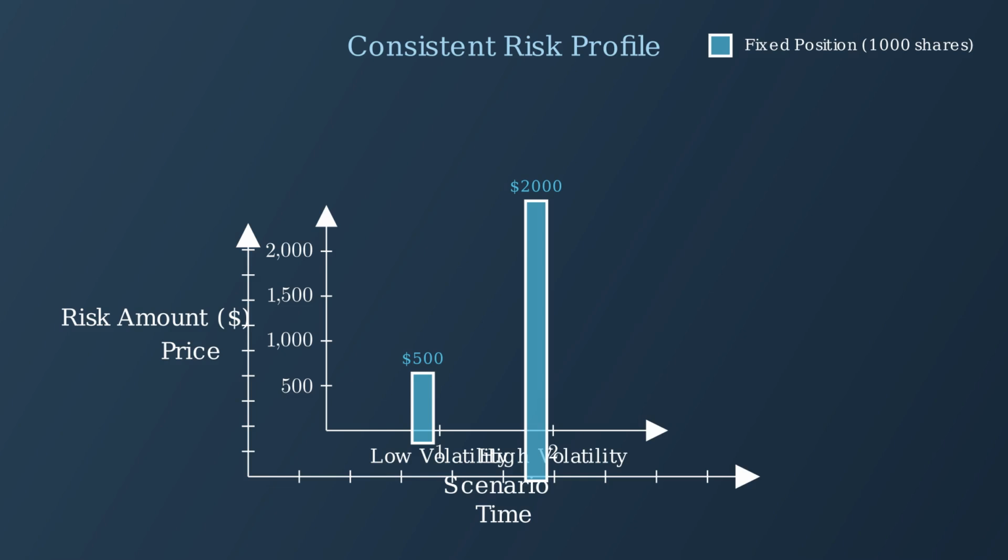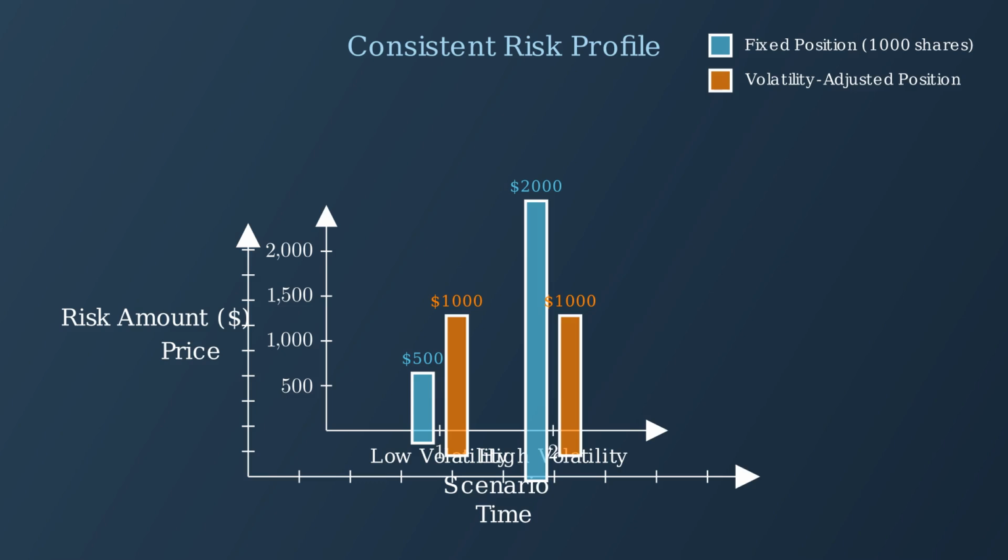With fixed position sizing of 1,000 shares, your risk varies dramatically between low and high volatility periods. But with volatility-adjusted position sizing, your risk remains more consistent regardless of market conditions, helping you maintain better risk control.